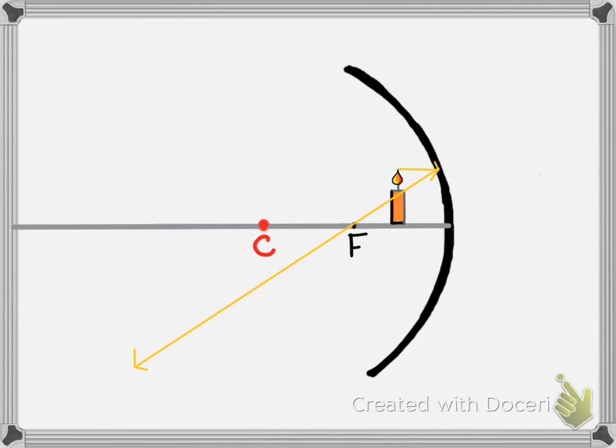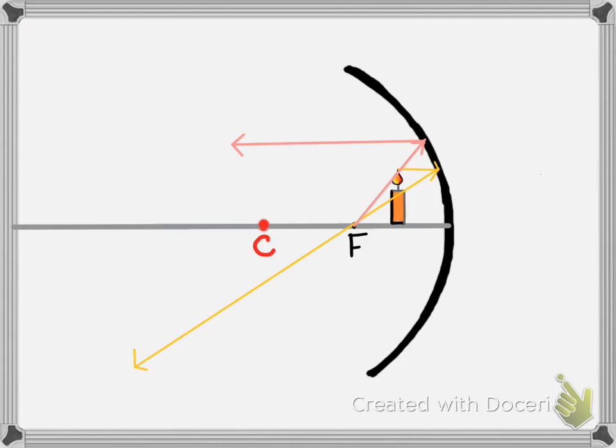Now, we want a second line. I'll pick my second color. And we're going to draw a line from the object through the focal point. Again, this is inside the focal point, but we can still draw a line that connects the mirror and the focal point, and that's our inbound ray. This is where those become really important. And then our reflection is parallel to the principal axis.